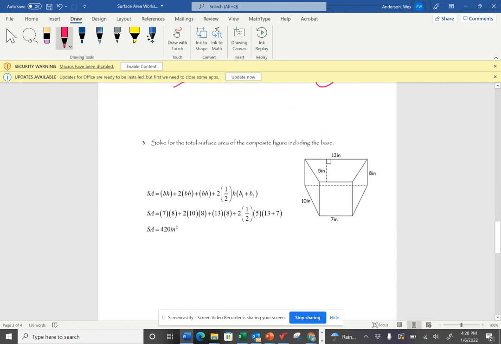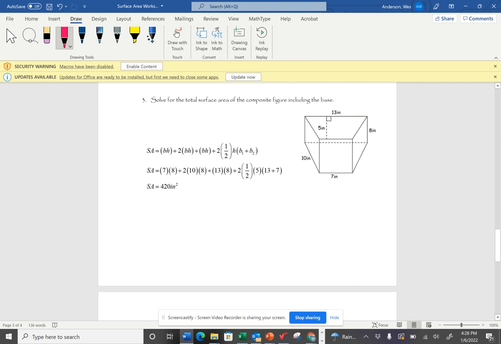All right, let's move on to our next one here. We have a trapezoidal prism. Lots of parts to this, but not the hardest if you'll write it out. Again, I wrote out our base formula. I'm going to explain each part of that to you. What we have here, we have our first rectangle here, which is base times height.